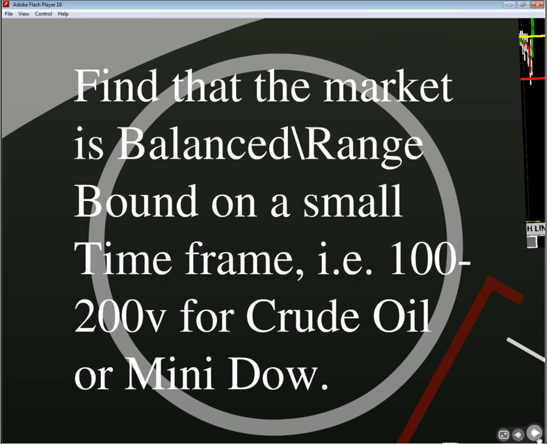So find that the market is balanced, range bound on a small time frame, because we're looking at this more for scalping. The webinar is for scalping the DOM, but you can use these methods for bigger trades on bigger time frames. But I think it's better to start off looking at this for scalping, getting in and out more quickly. It will work in your favor, and then you can start transitioning those execution skills towards staying in trades for longer. It's basically the way I worked here. I worked on scalping first, then I started working more on the bigger trades and maximizing profits.